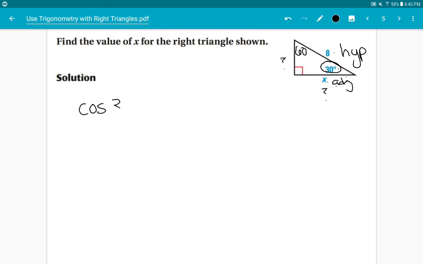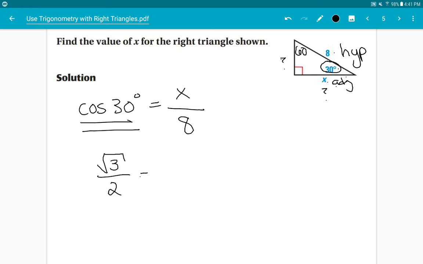So the cosine of this 30-degree angle is going to be equal to the adjacent side, which is x, over 8. Now, based on the chart on the previous screen, which you should now have in your notebooks, what is the cosine of 30 equal to? If you said radical 3 over 2, you are correct. Okay, cosine of 30 is equal to radical 3 over 2.